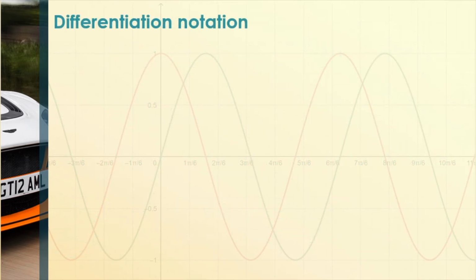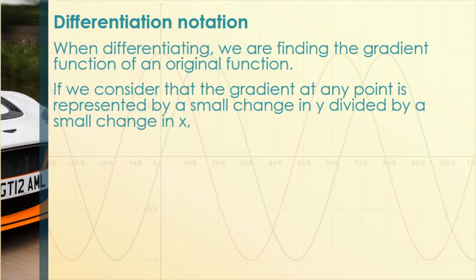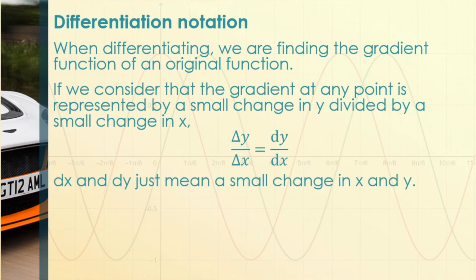Now we need to understand how to write out our differentiation. When we differentiate, what we are trying to do is find the gradient function of an original function. That will allow us to find the gradient at any point along the line. If we now consider that the gradient at any point is represented by a small change in y divided by a small change in x, then our delta y divided by delta x becomes dy by dx, where dx and dy just mean a very small change in x and y. This will allow us to have the gradient at any point.